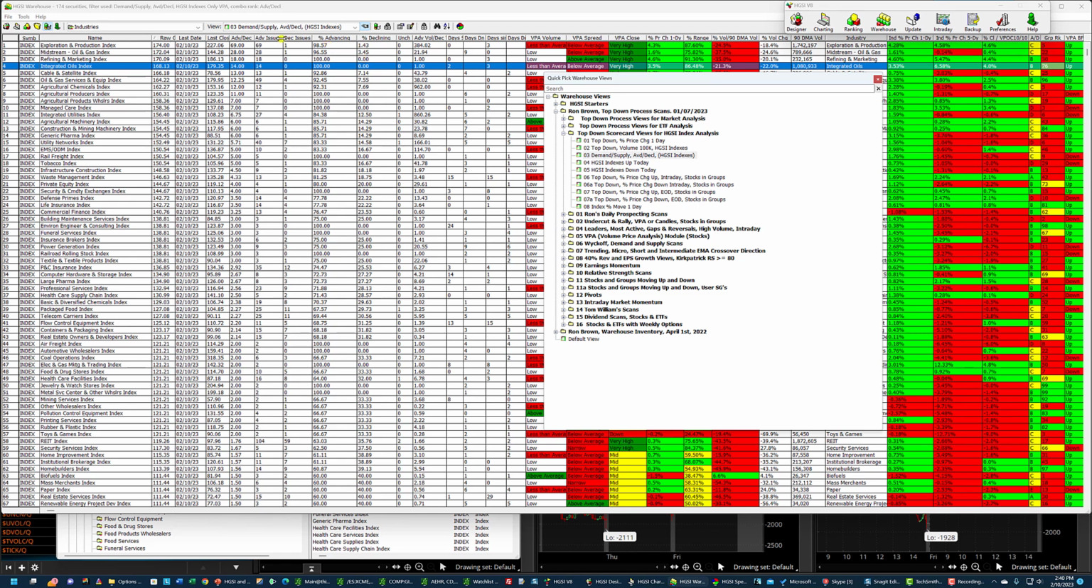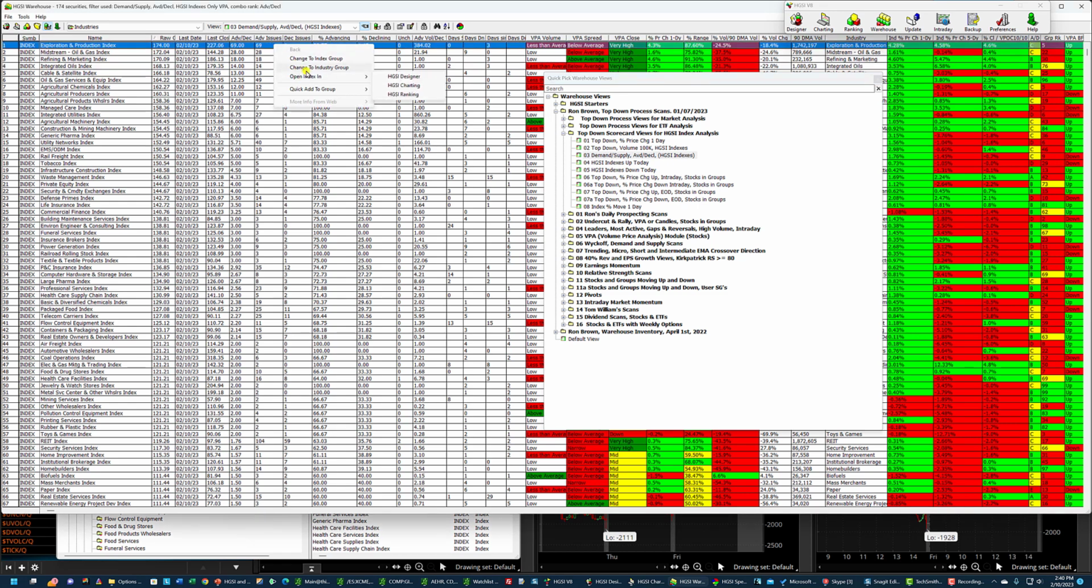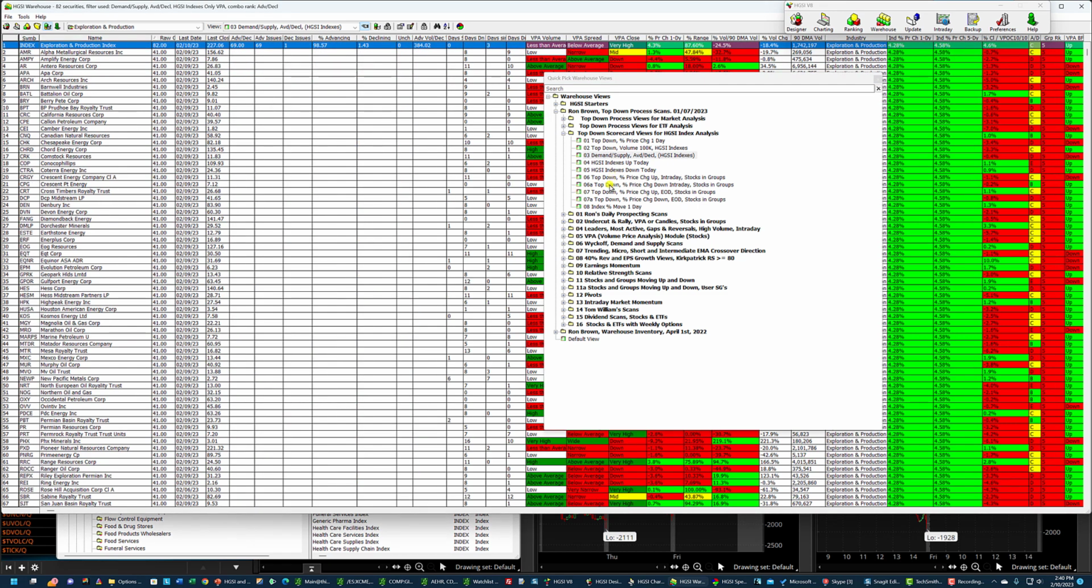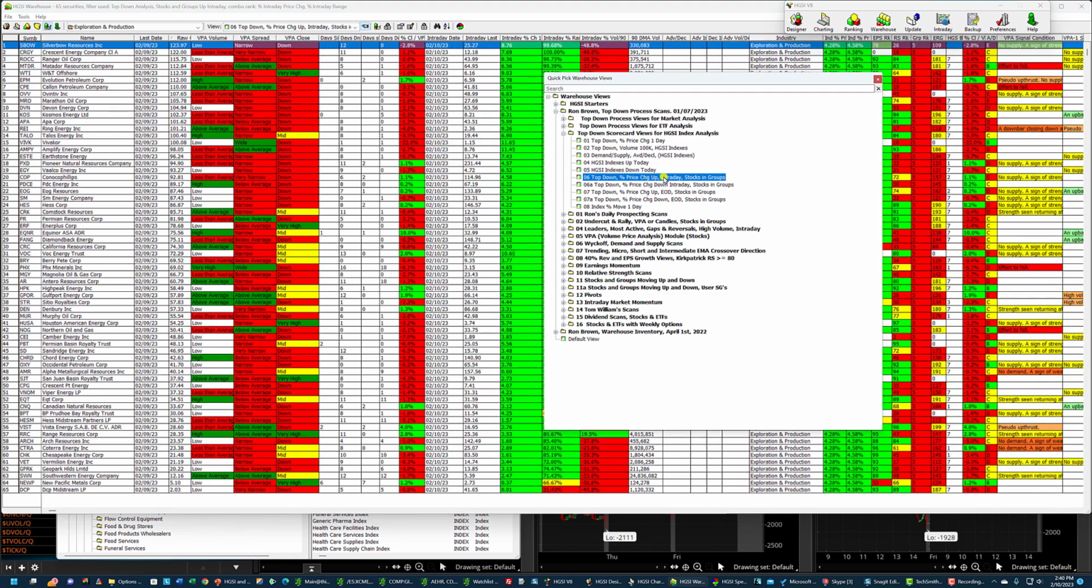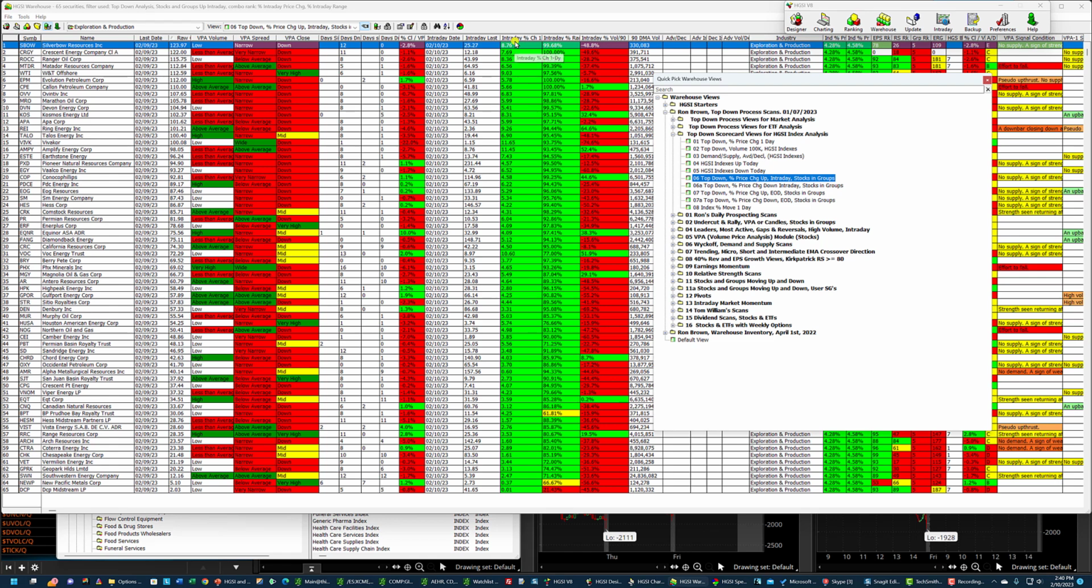Now you could go top down here and look for these. You can change to the industry group, and you can go down to number 6. This is percentage price change up on these stocks within this index, and you can see it's sorted on that. So you can go through and check charts that way, or I'm going to show you something else you can do.